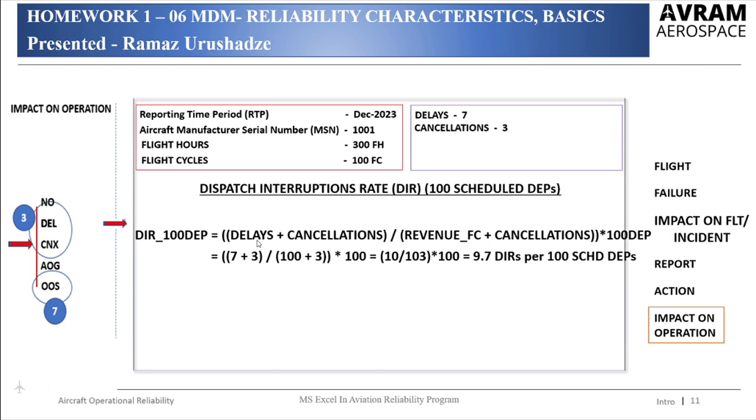As a result, in numerator, delays plus cancellations, 7 plus 3, and denominator, revenue flight cycles, 100 plus cancellations, which is 3, 100 plus 3, and multiply all this by 100 scheduled departures. And it gives us 9.7 dispatch interruptions per 100 scheduled departures for December 2023.